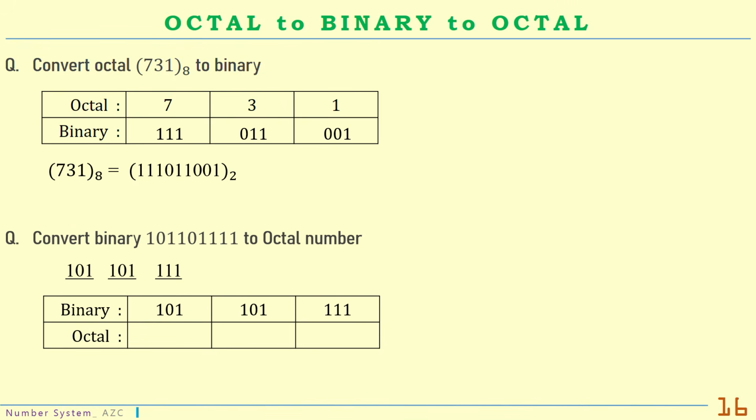Now convert binary 101101111 to octal number. For binary number 101101111, octal number is 557.